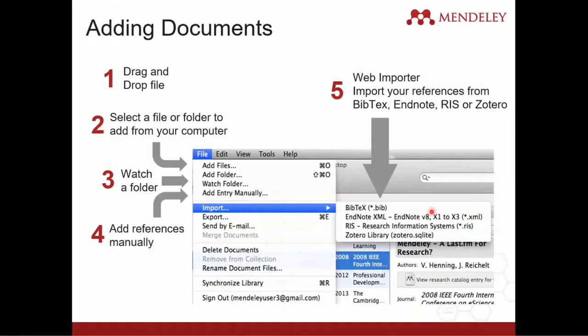From other reference managers such as EndNote, RefWorks or Zotero, you can import your references directly into Mendeley. Simply export your library from those tools into a standard format such as RIS or BibTeX, and Mendeley will have no problem importing the library. So this is how you can add documents to Mendeley.